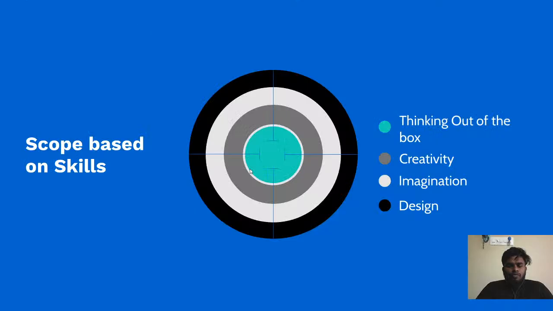I hope you're seeing an archery plate where the inner part is in green color, then white and black. You can see all the 4 points focus on the green. So that point is thinking out of the box. Thinking out of the box is the utmost thing in graphic designing. You should want to think out of the box.